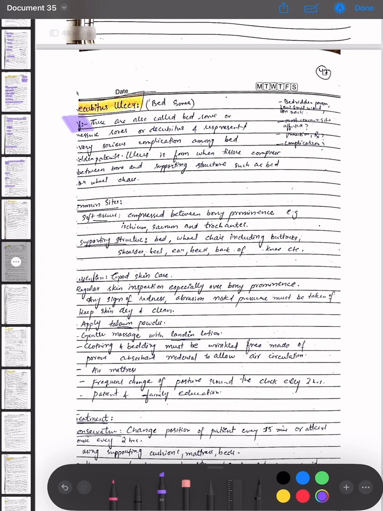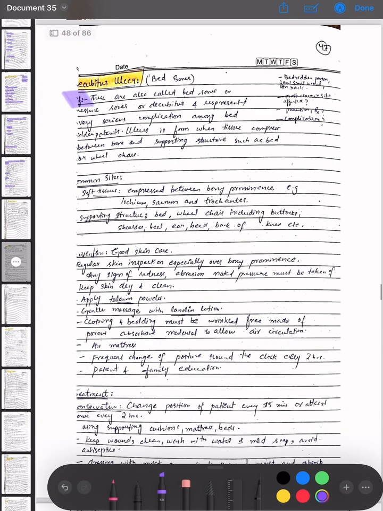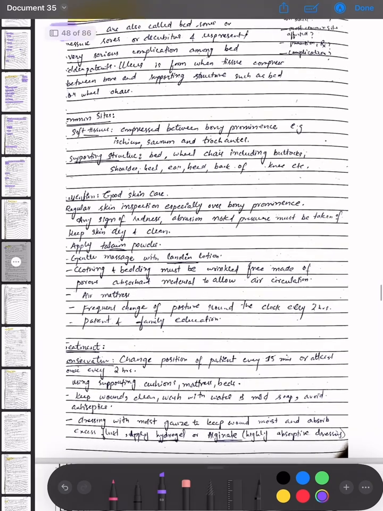So, what is the definition? These are also called bed sores, and they occur when pressure is applied between the bone and tissues and the supporting structure, that is the bed, etc. The ulcer that is caused by this is called decubitus ulcer.